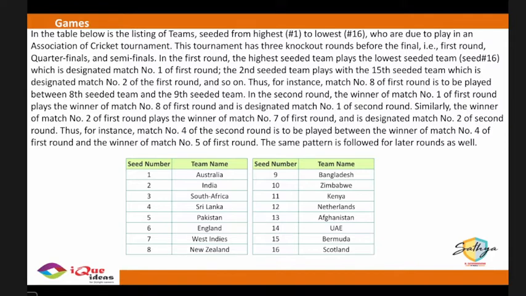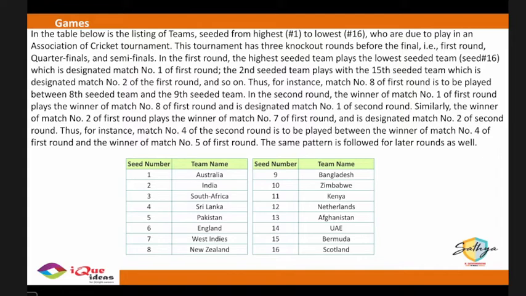Second seed plays with 15th seed, which is match number 2 of first round, and so on. So for instance, match number 8 of the first round is between 8th and 9th seeded team. In the second round, winner of match number 1 of first round plays winner of match number 8 and is designated match number 1 of second round. Similarly, winner of 2 plays winner of 7 of first and is designated match 2 of second round. So for instance, match number 4 of the second round is to be played between winner of match number 4 of the first round and the winner of match number 5 of first round. And the same pattern is followed for the further rounds as well.